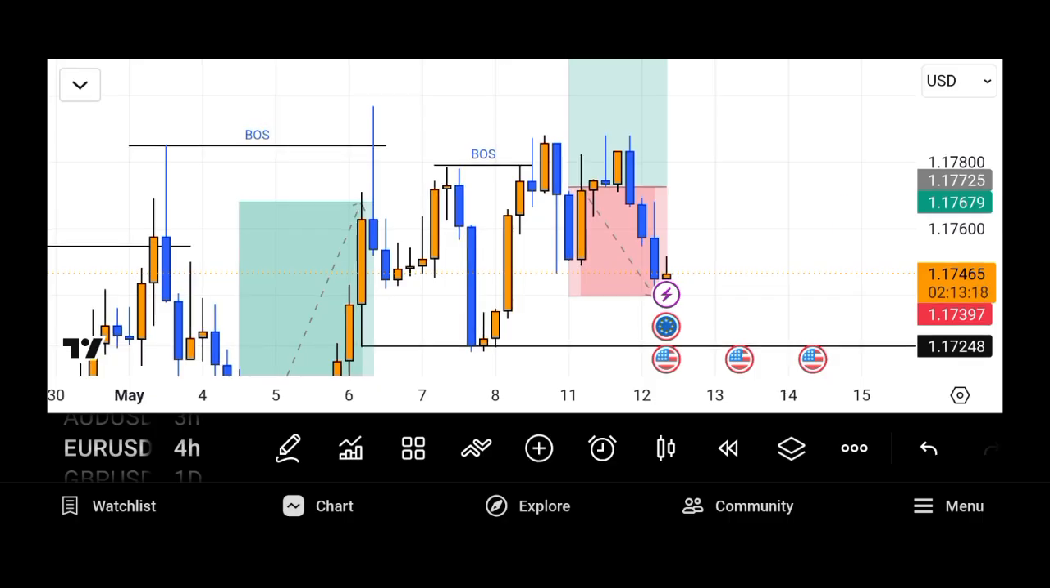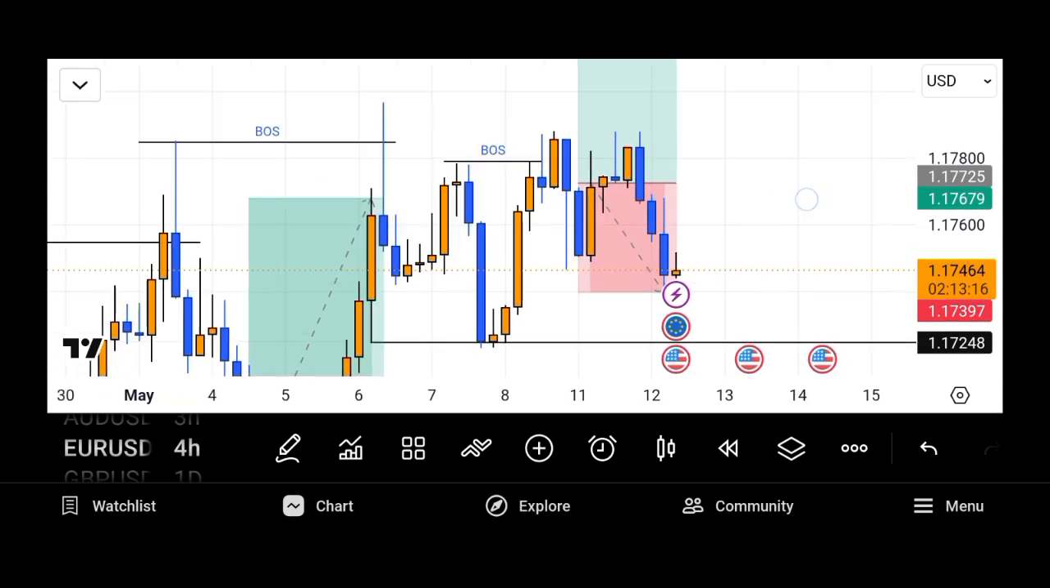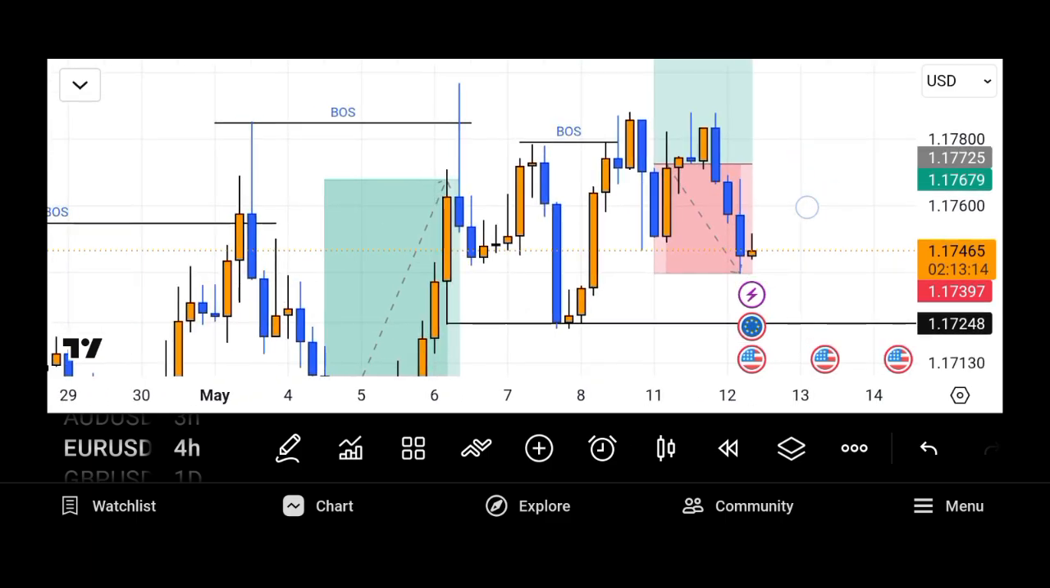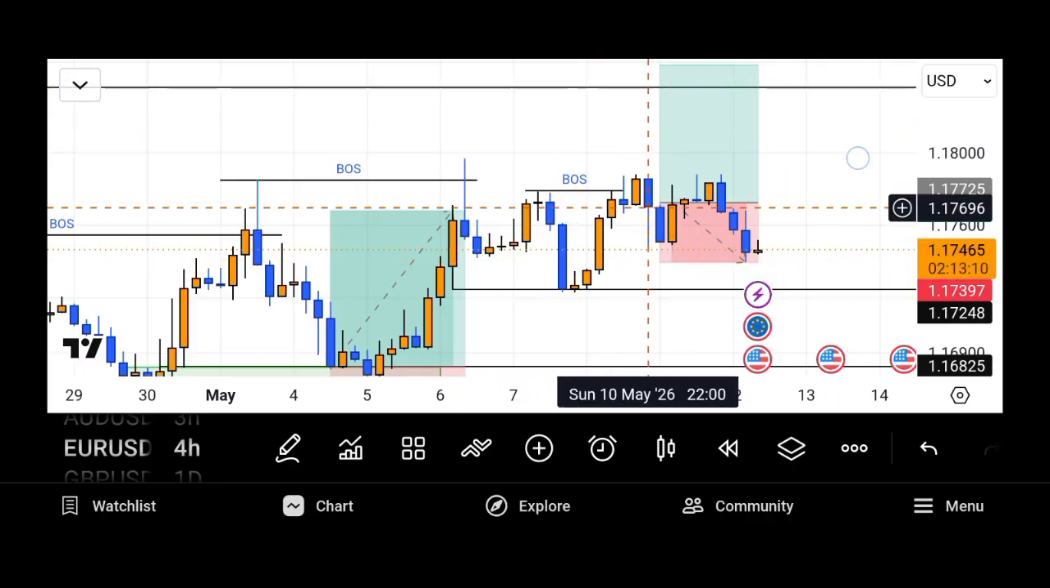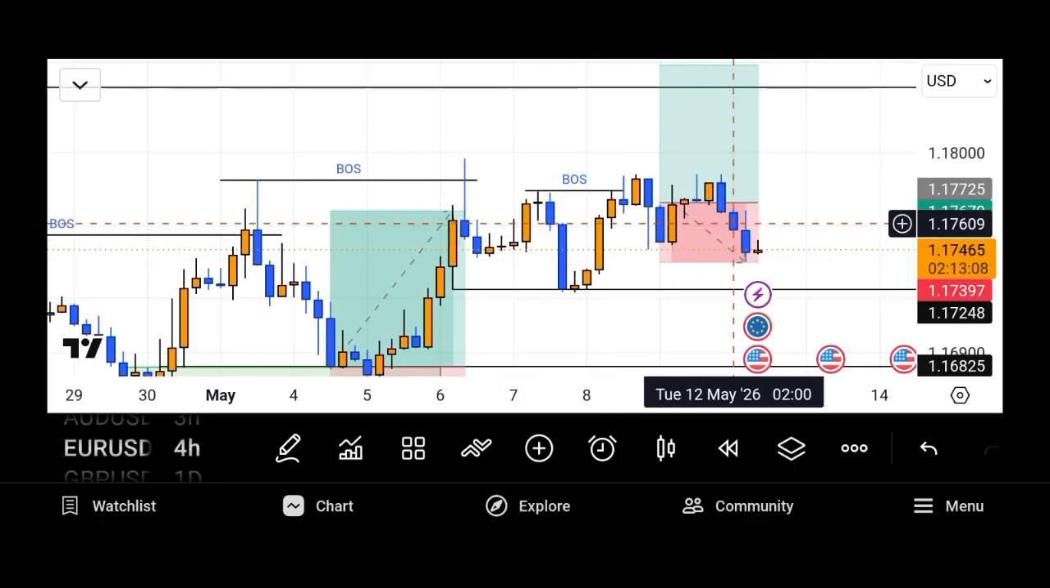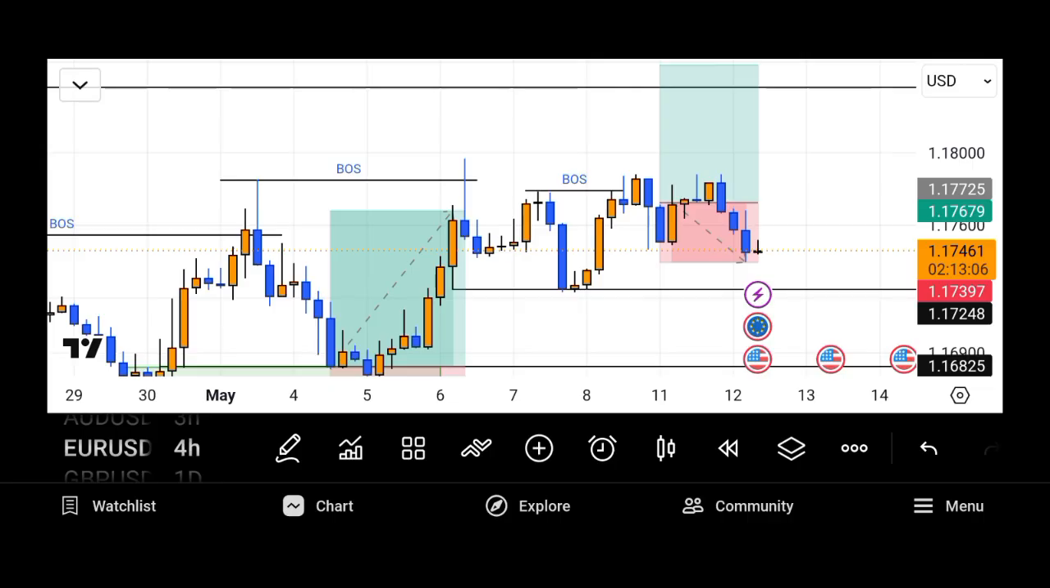Then I will tell you the main reason why I think this thing is moving down, because I was expecting a continuation into the upside, but that failed. So I'm going to explain the main reason why I think that is.